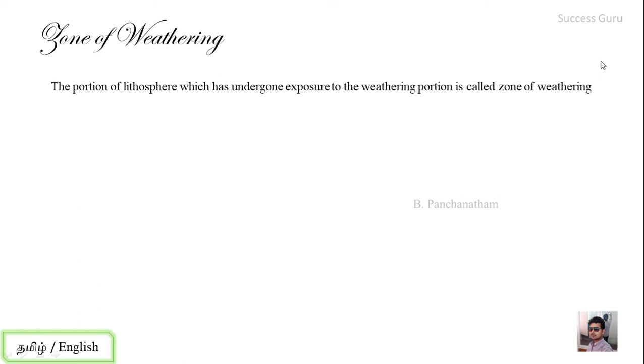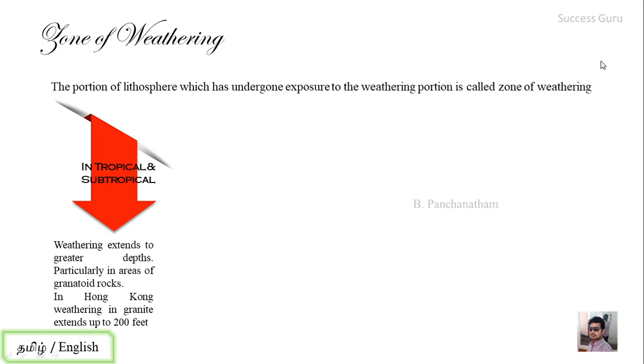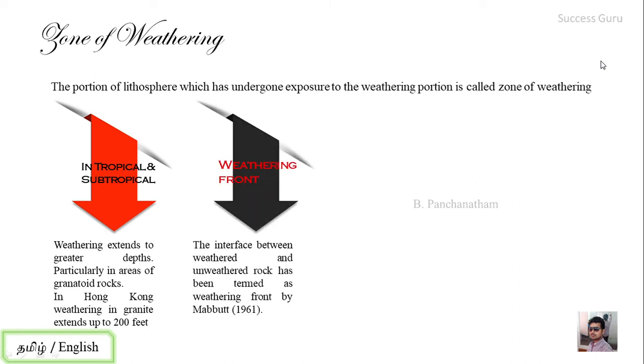The zone of weathering is the portion of the lithosphere which has undergone exposure to the weather profile, and this zone is controlled by the region in which the rock is exposed. For example, in tropic and subtropic regions, weathering extends to a greater depth, particularly in granitoid rock. In Hong Kong, the weathering in granitic rock extends up to 200 feet. The interface between the weathered and unweathered rock is termed the weathering front by Mabbutt in 1961.